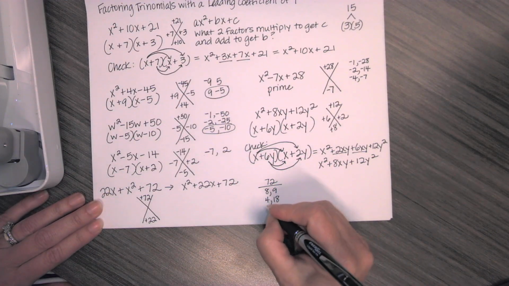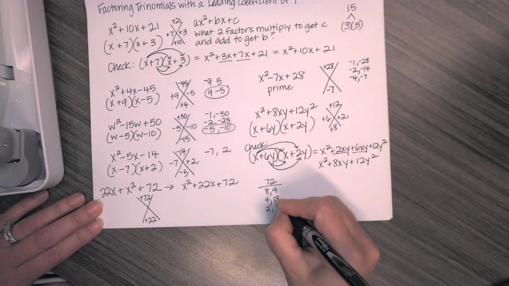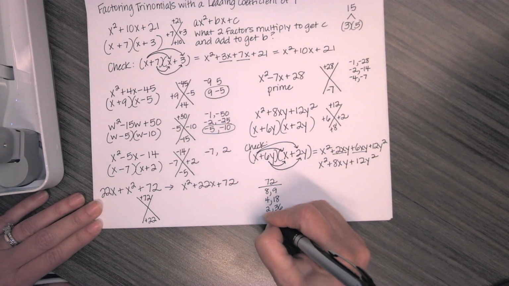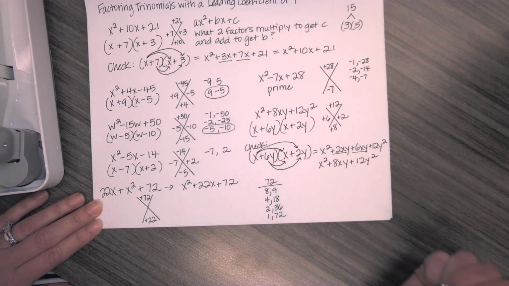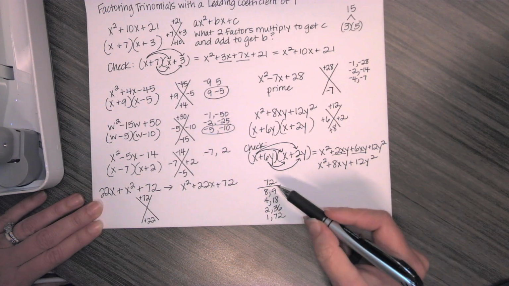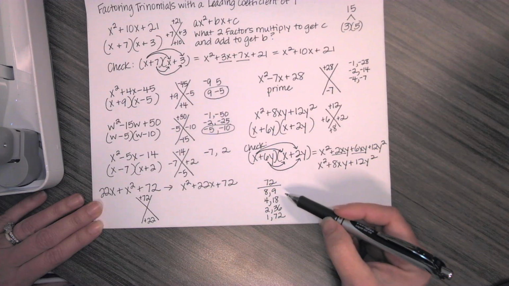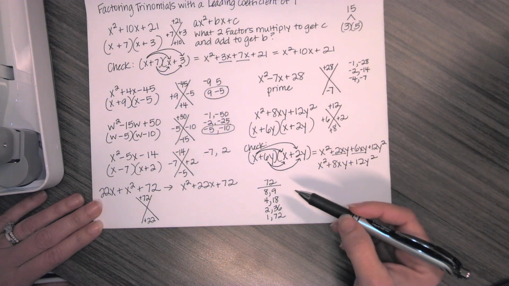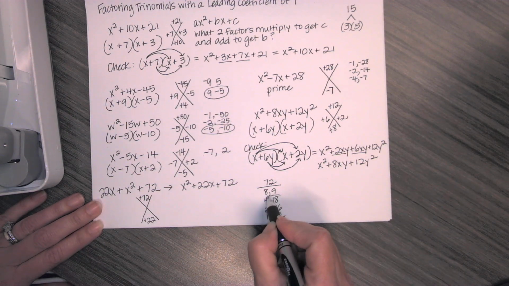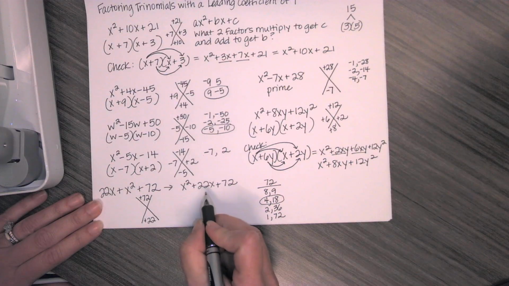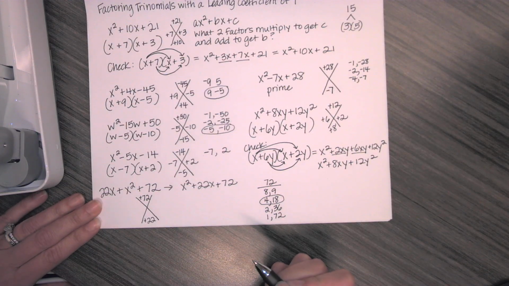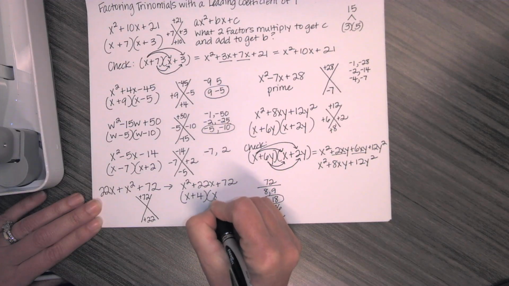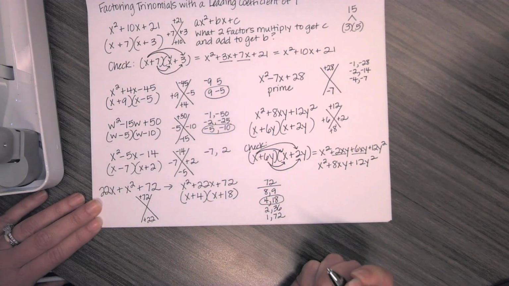I can keep going. I can half the 4 and double the 18 and get 2 and 36. That's another set of factors. I already should know 1 and 72 is another set of factors. Now this may not be all of them, but you can do this half and double trick on any set of factors that you have. And if I go back and check, I see that 4 and 18 actually works because 4 plus 18 is 22. So this is going to factor to x plus 4 and x plus 18.